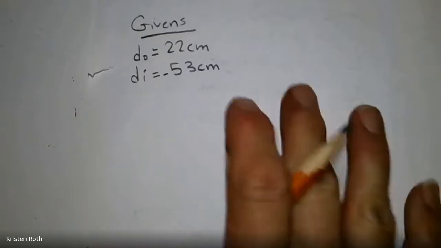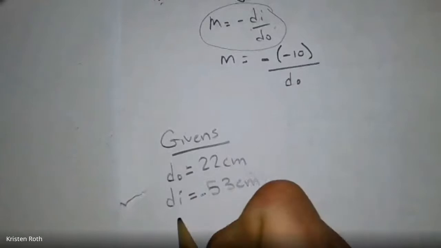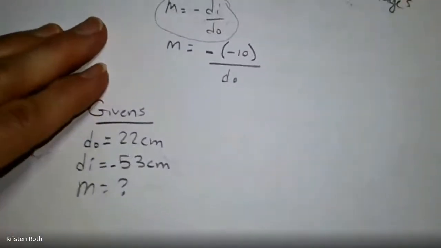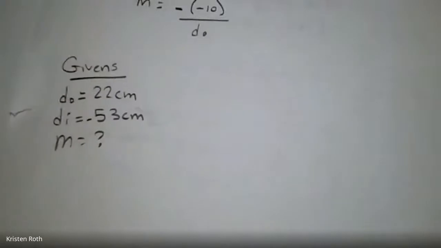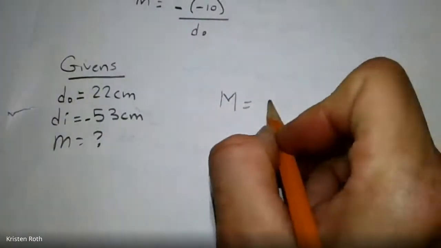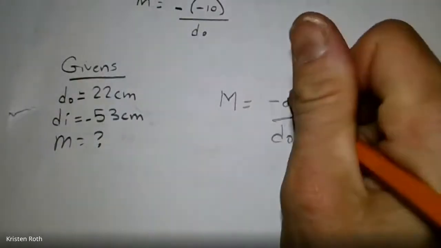Now we've gotten our givens. Our unknown is our magnification. First thing you do, we're starting with our equation. So always write the equation out first.